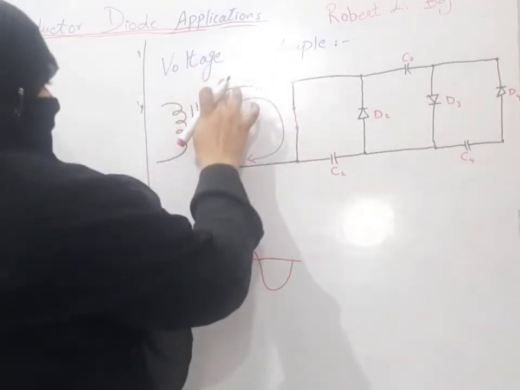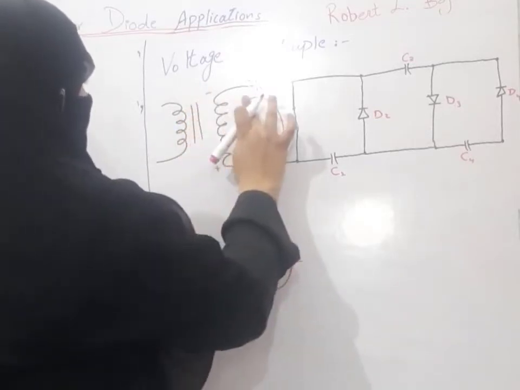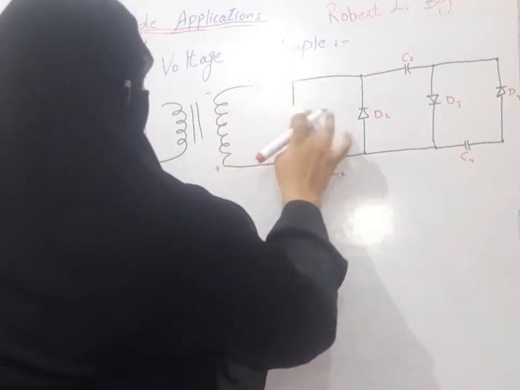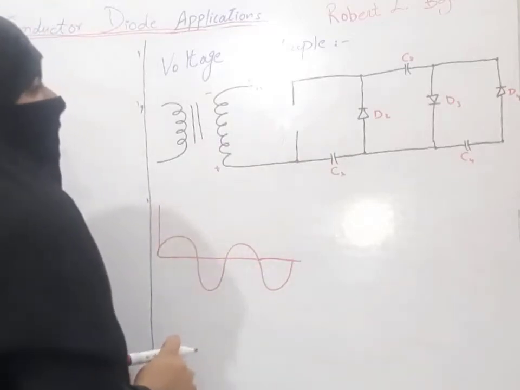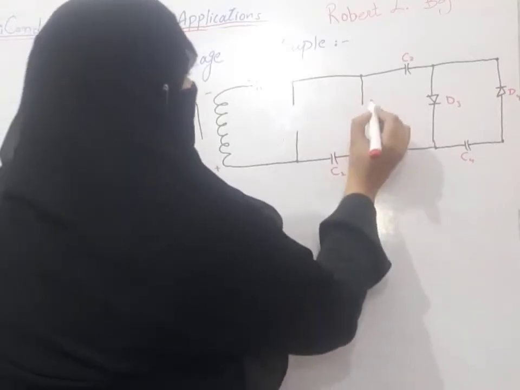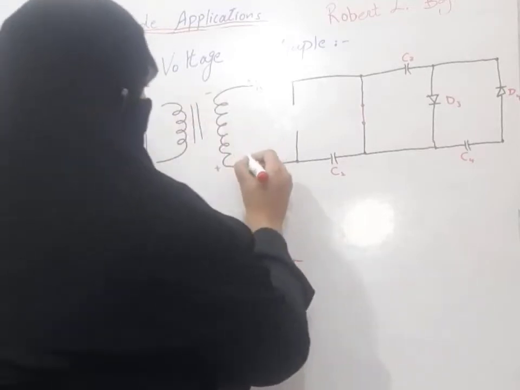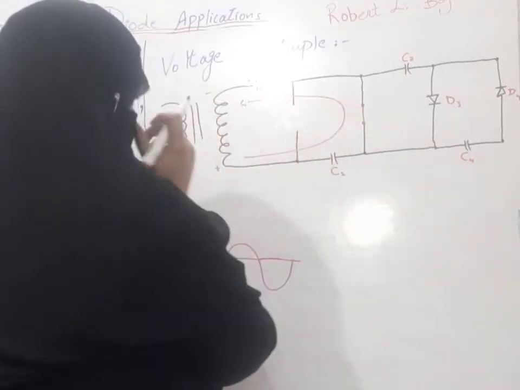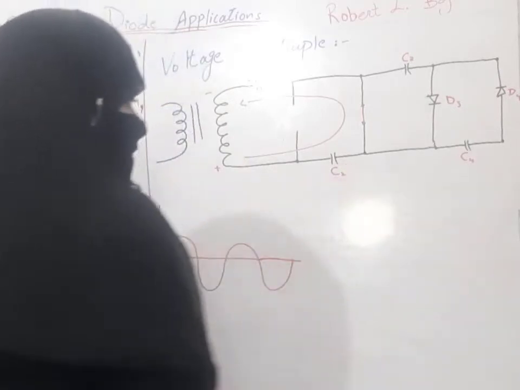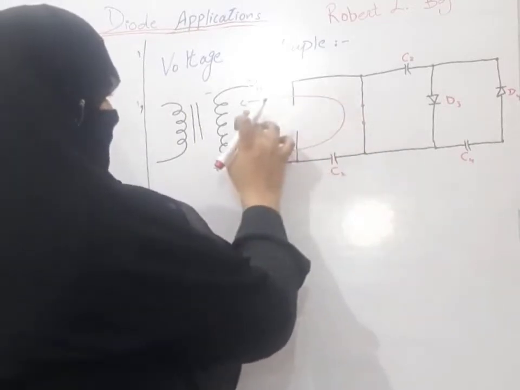Now for the negative half cycle, there will be minus and there will be plus, and our diode D1 will act as an open circuit and our diode D2 will act as a short circuit. So now our current will flow in this direction. Applying KVL to find the voltage at C2.